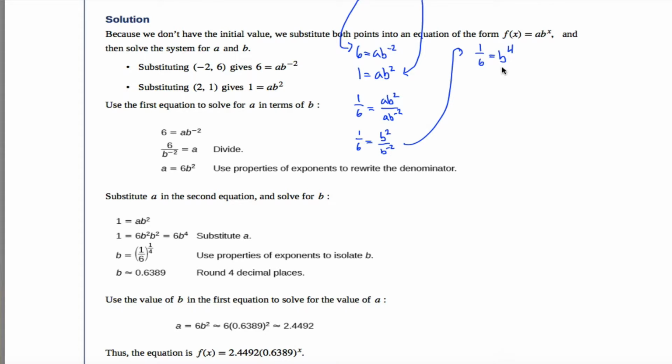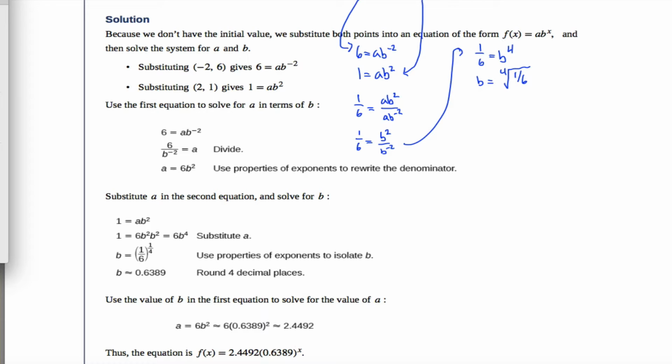Anyway, you get to here, you know that 1/6 equals b to the 4th, so you take the 4th root of both sides of the equation, and you get that b is equal to the 4th root of 1/6. Note that you should put in a plus or minus anytime you take an even root of both sides of an equation, but you don't have to here because b has to be a positive number, not equal to 1. So this is my value for b. Once you know your value for b, you can solve for the value of a. You can use either of these two equations. This one looks a little bit easier to me.